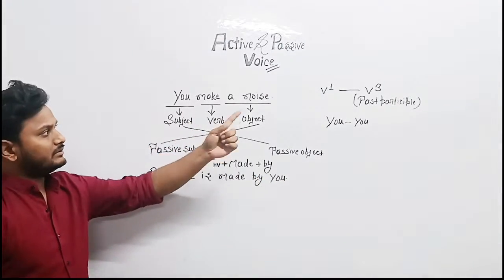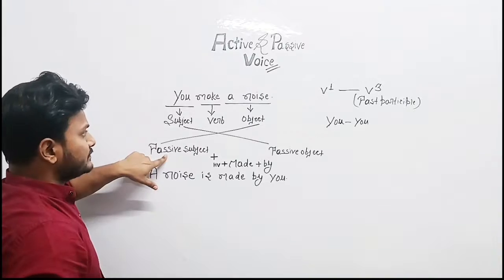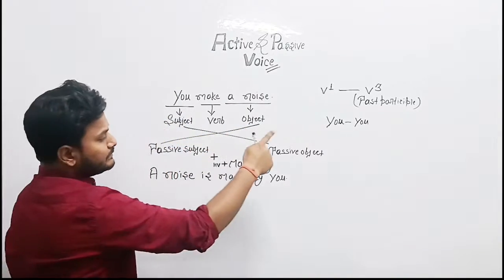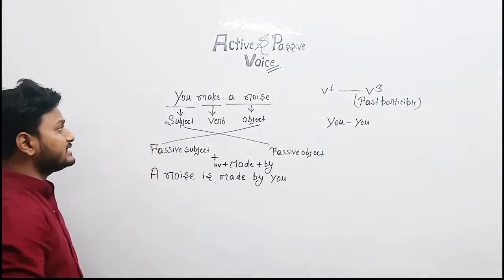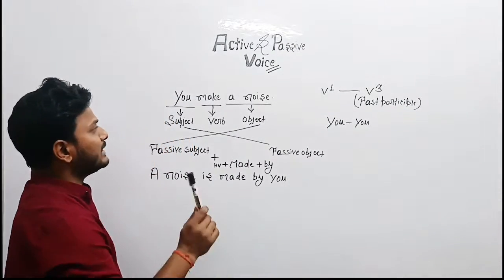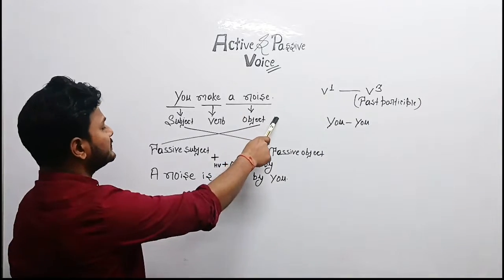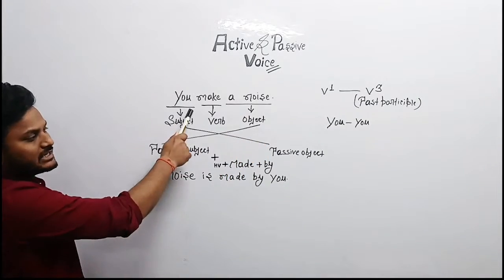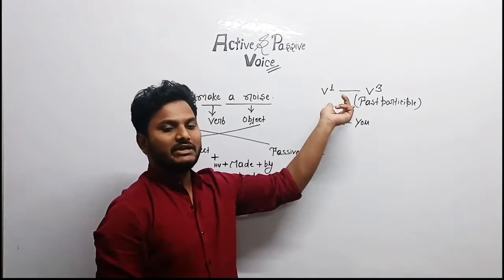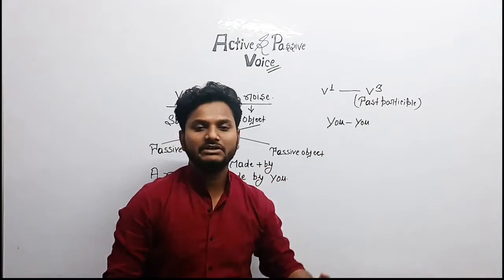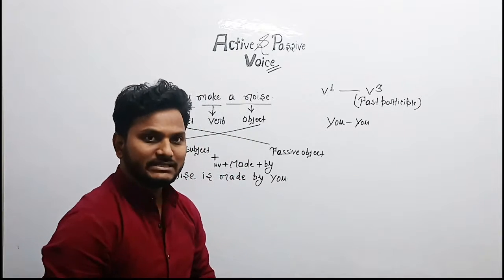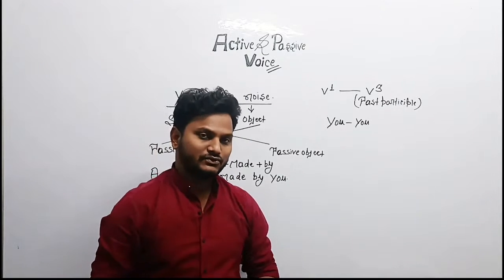So see here, the object becomes the passive subject, and the subject becomes the passive object. This is the basic structure of active and passive voice. You only have to understand that the object becomes the passive subject and the subject becomes the passive object. And whenever you change the verb, it will always be verb 3, whether it is present tense, past tense or future tense.